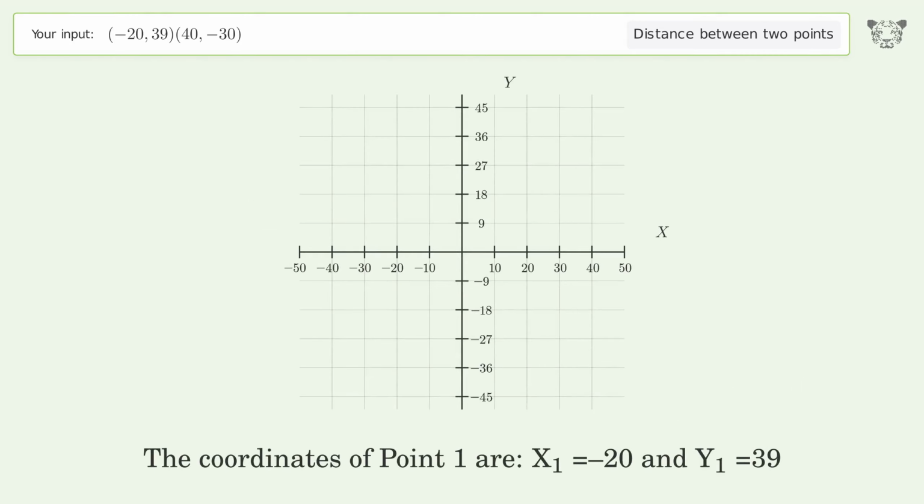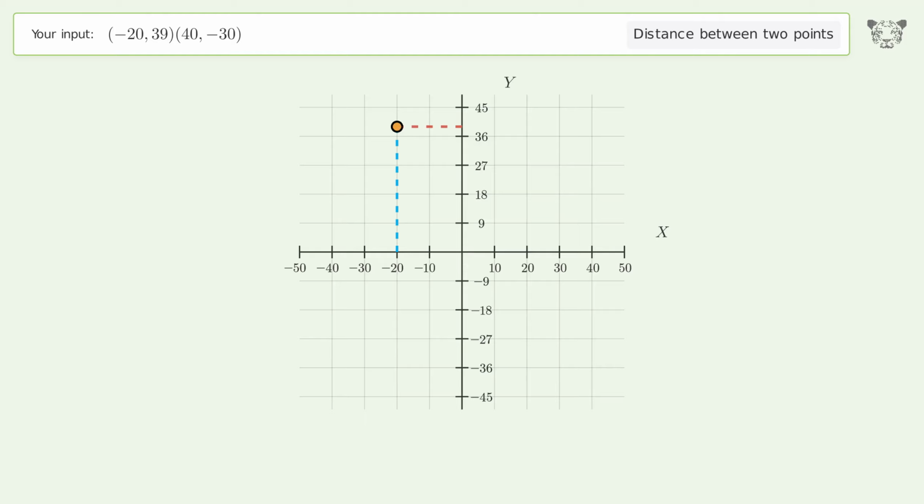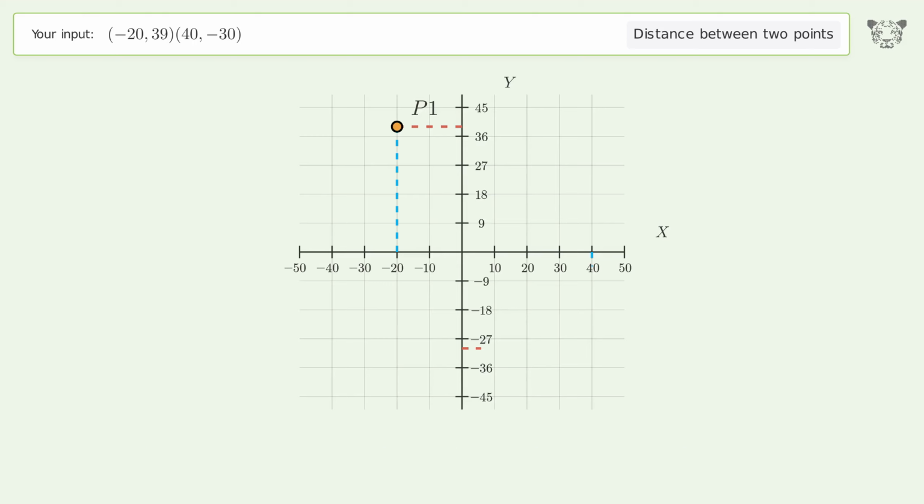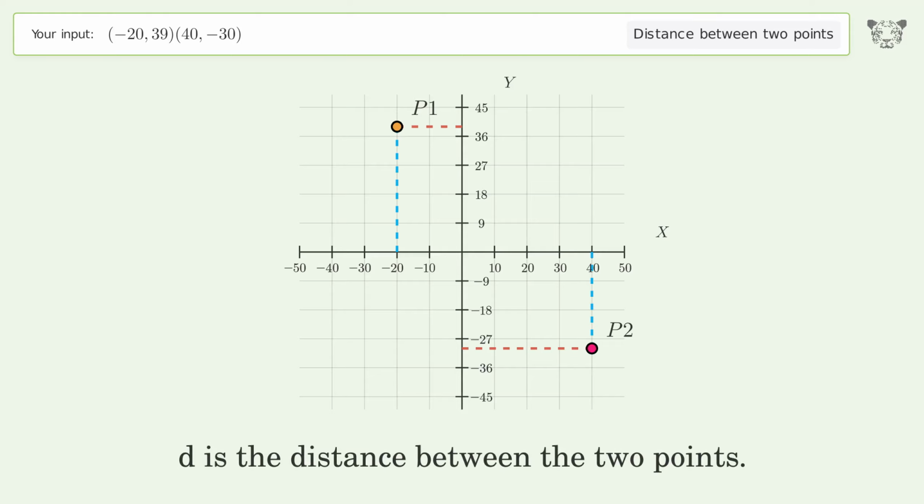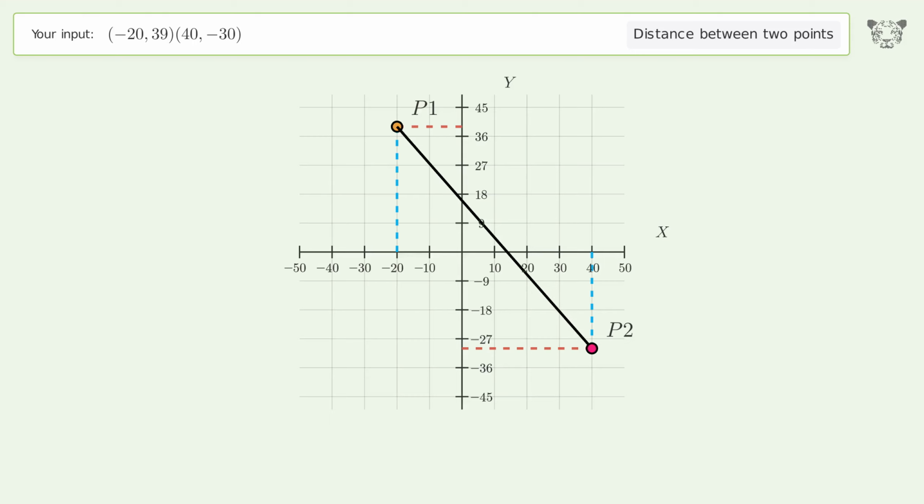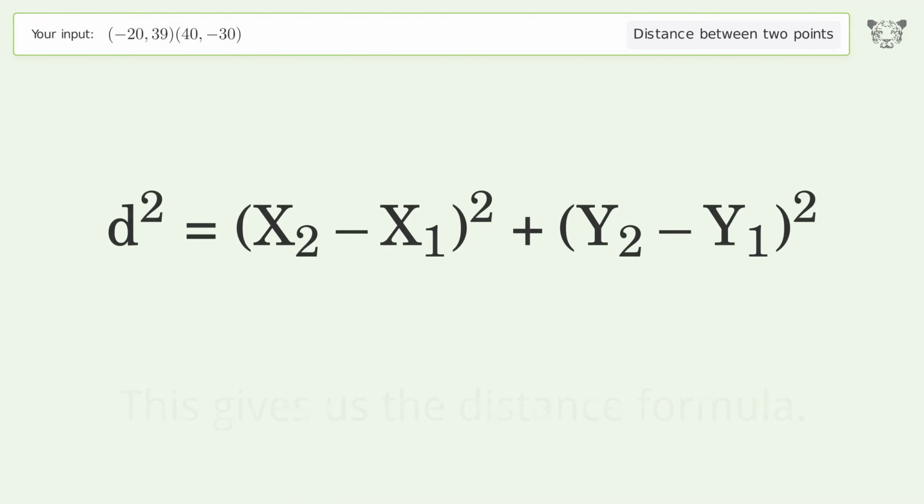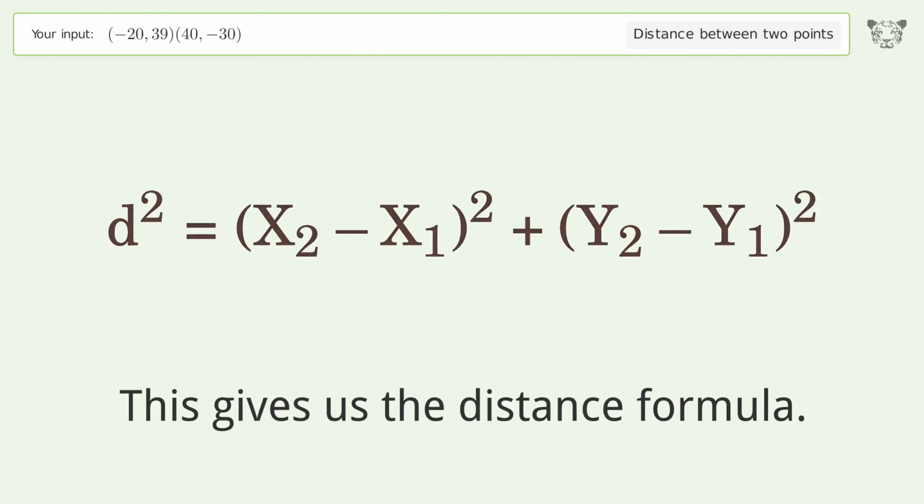The coordinates of point 1 are, x1 equals -20 and y1 equals 39. The coordinates of point 2 are, x2 equals 40 and y2 equals -30. D is the distance between the 2 points. First, take the square root of both sides of the Pythagorean theorem. This gives us the distance formula.